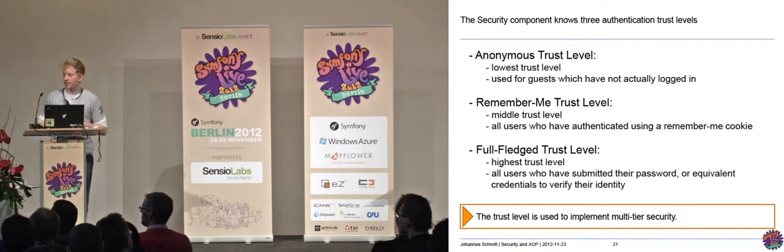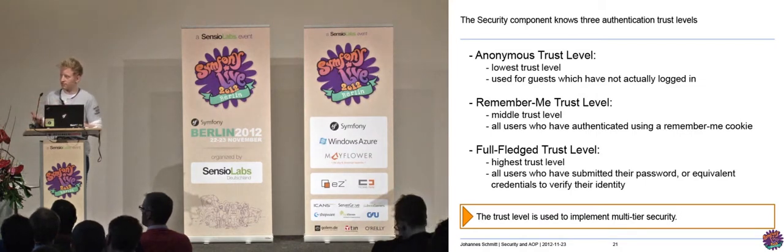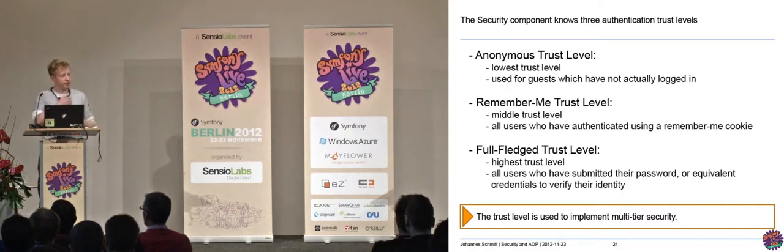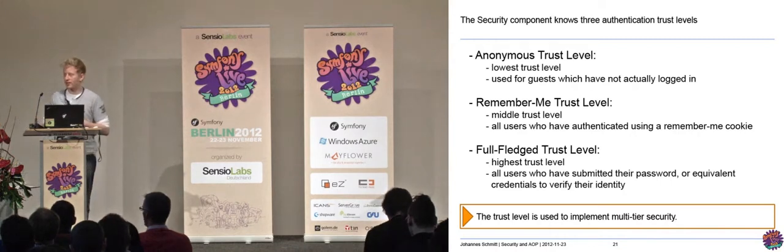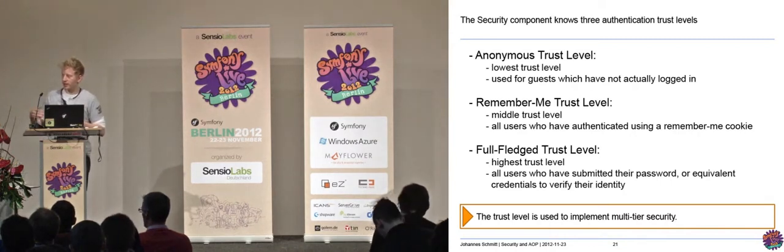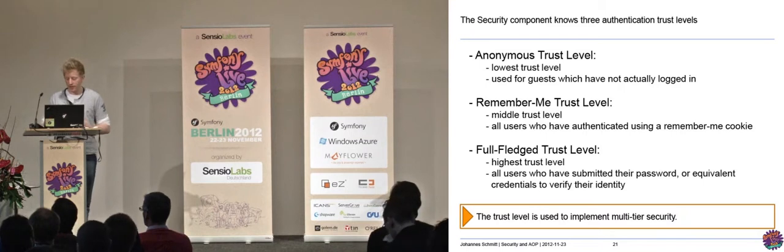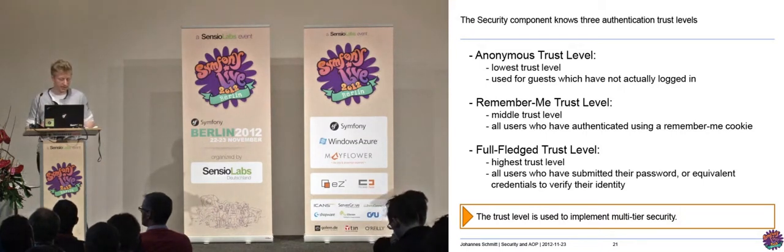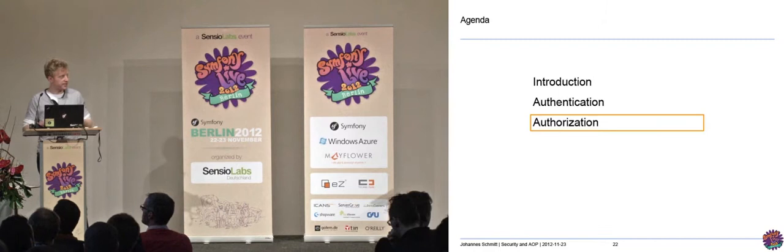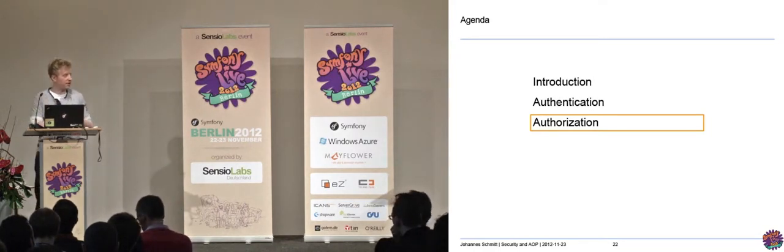For example, if you look at the Amazon website, if you go to that website, you're normally logged in with your cookie, but if you click on, like, view orders or something, then they ask for your password before they display that information. And you can basically implement such a system by relying on these authentication trust levels. Okay, that's it for the authentication part of the security component.